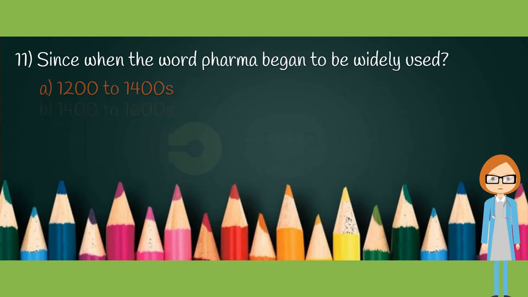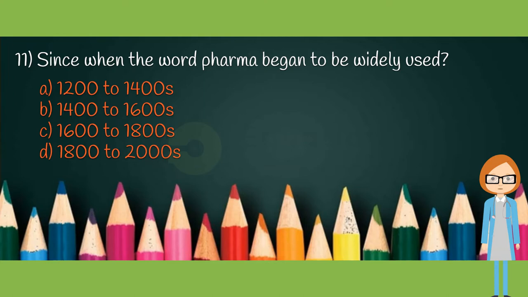Question 11. Since when did the word pharma begin to be widely used? Option A, 1200 to 1400s. Option B, 1400 to 1600s. Option C, 1600 to 1800s. Option D, 1800 to 2000s.